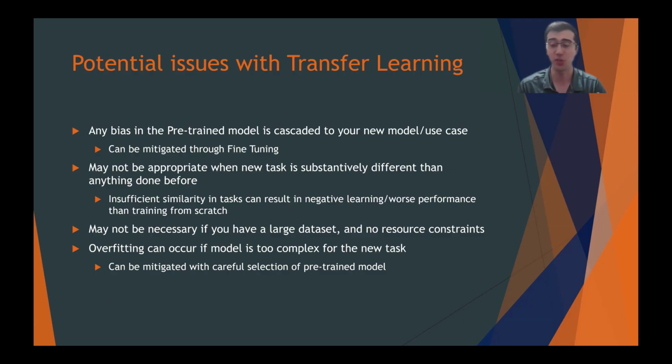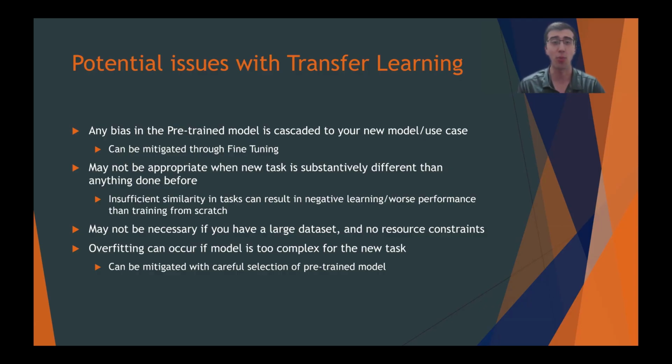So what are some potential issues with transfer learning? Well, unfortunately, any bias in the pre-trained model is cascaded to your new model and use case. So if your model was trained on a really biased data set and it's learned representations that are not really representative of the world as a whole, but only that specific imbalanced data set, you are going to have some of that cascade through to your new task. You can mitigate this to an extent through fine tuning, but you really want to make sure that you're using high quality models if you're going to be using transfer learning.